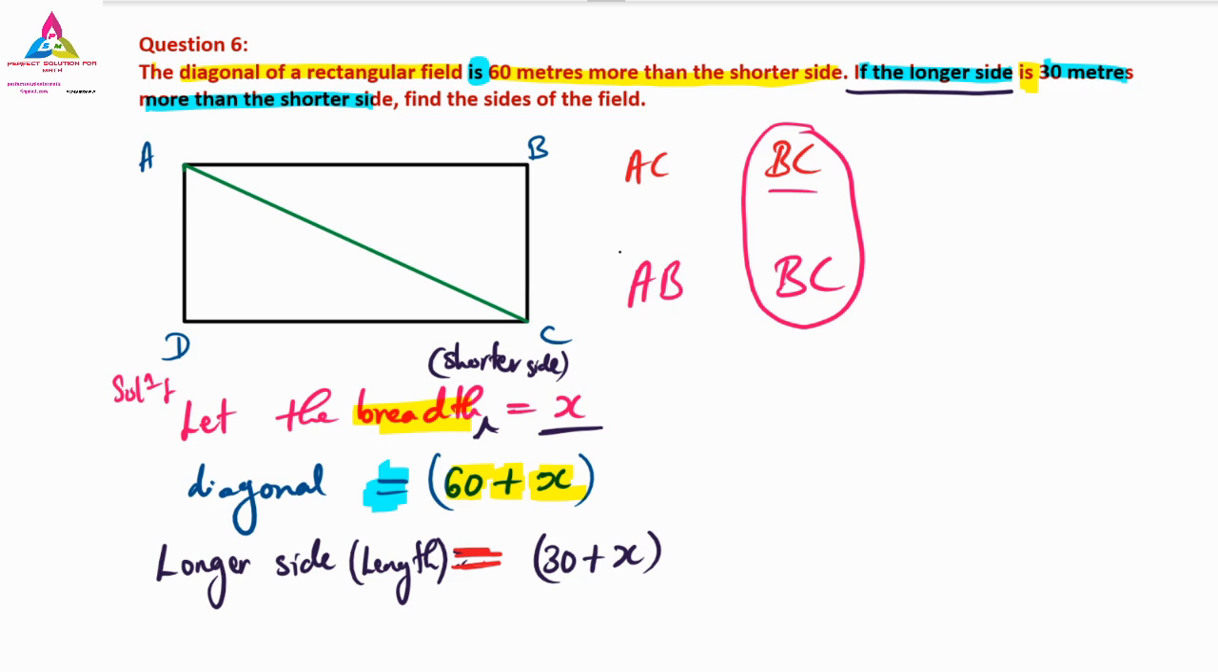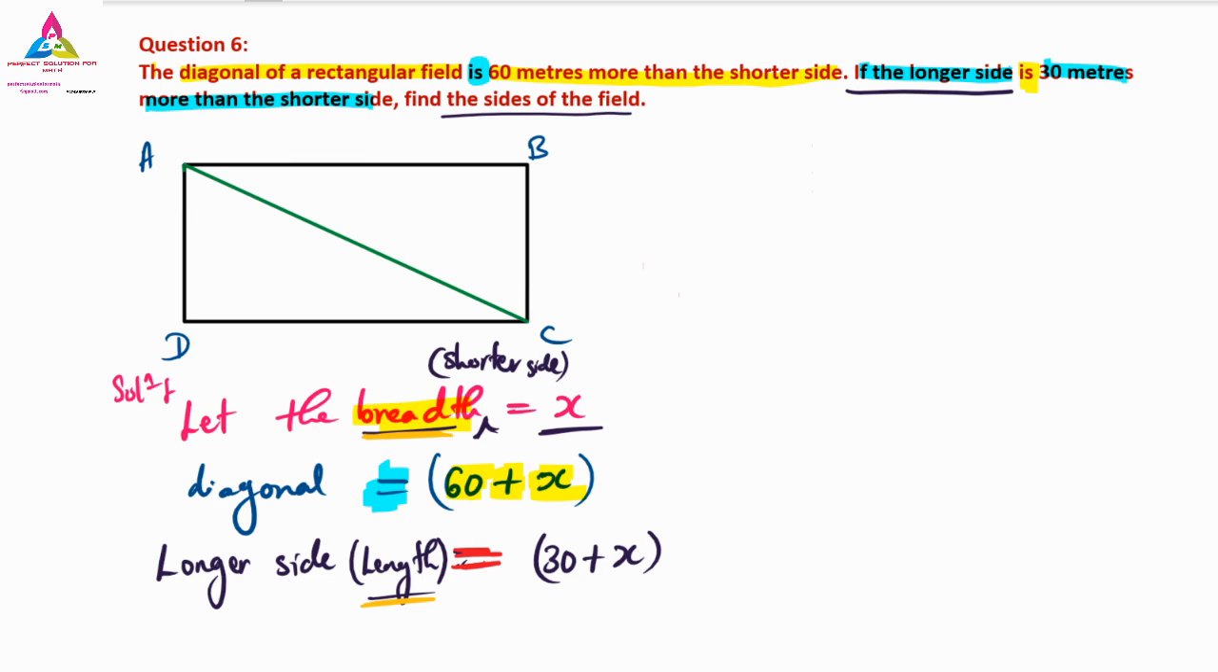Now what have they told you to find? Find the sides of the rectangle. Sides of the field means we have to find the breadth and the length. Now how are you going to find them? You have the diagram where I have given the length and breadth clearly. Most important is how you are going to find it. Which formula will you apply? This is a rectangle.